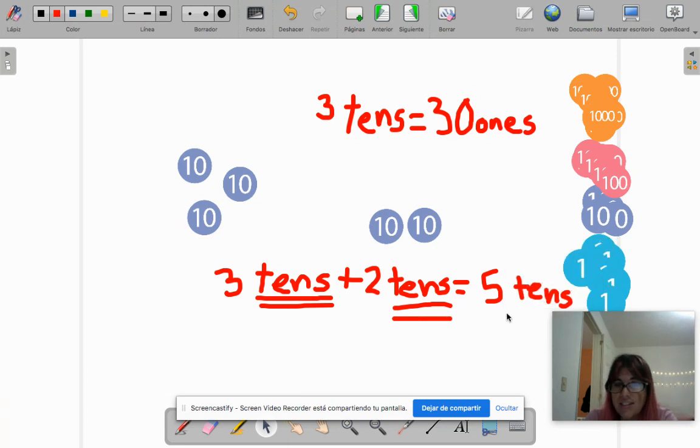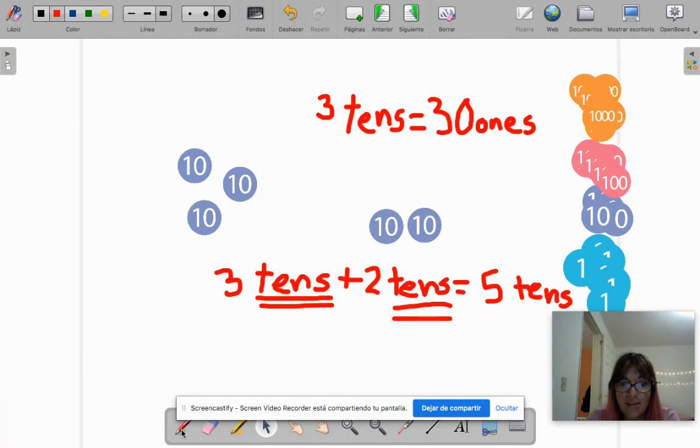Not 50 tenths. If your addition or whatever you're doing in math has the word tens, the answer has to be also with the word. If it says tens, you put tens. If here it says ones, then we put ones, but you need to add the word.